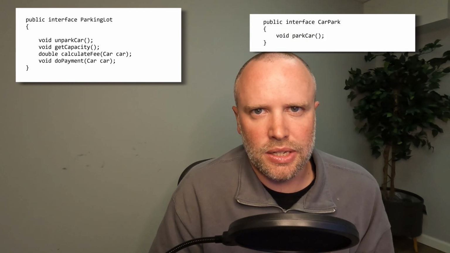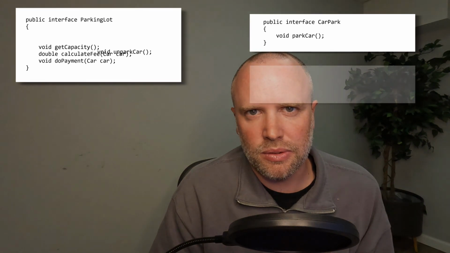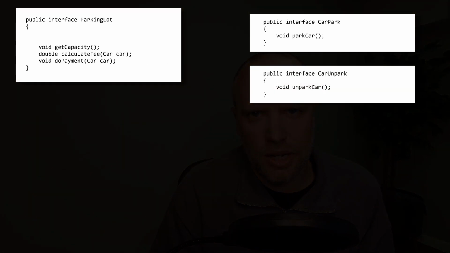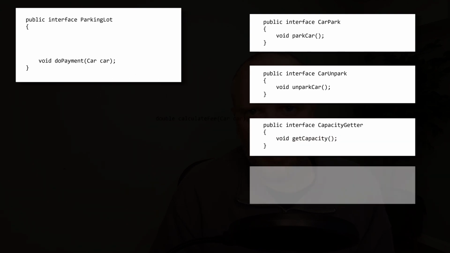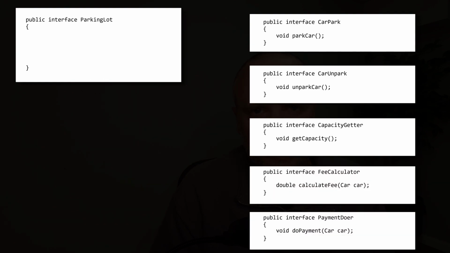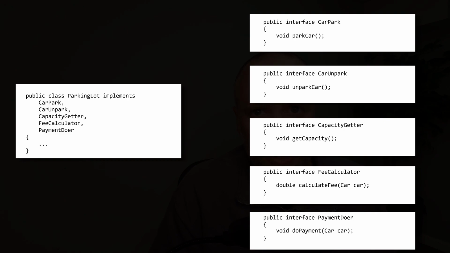Taking it to the extreme, what's the issue with taking all 5 functions within the explicit interface parking lot and moving them into their own explicit interface for each function that exists? So for example, the park car function can be moved into its own explicit interface, car park. The unpark car method can be moved into its own explicit interface, car unpark. You could do this for the get capacity, the calculate payment, and the process payment methods as well. This does follow the interface segregation principle, but does that really help your solution in any way?